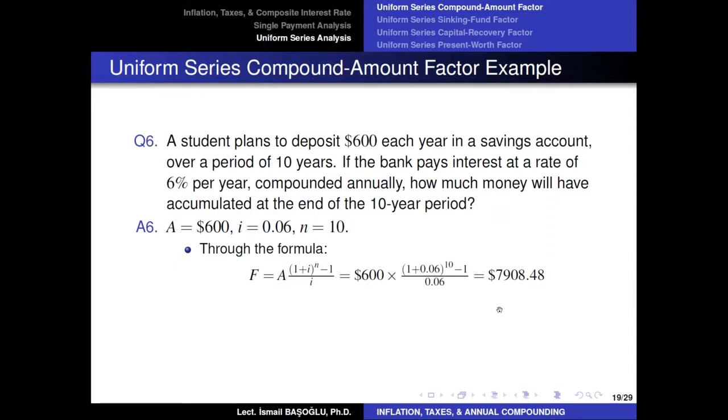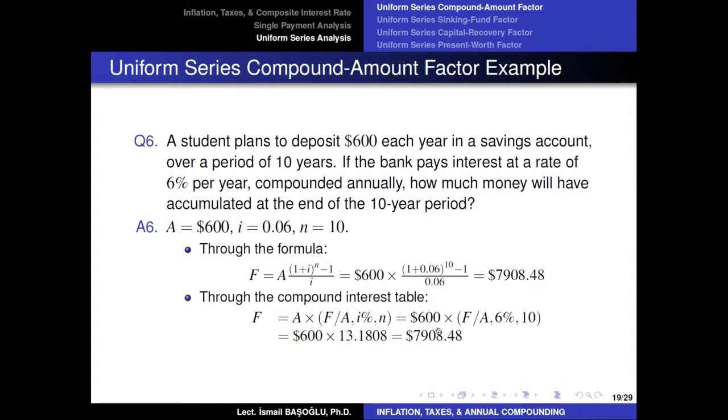Now, how can we use the other way? How can we use the compound interest table and the extended notation? The extended notation is much more practical in many cases, my friends. Formulas always give you the exact value, so that is the good side of formulas, but the bad side is sometimes they are too complicated to implement in a calculator or sometimes in a computer environment.